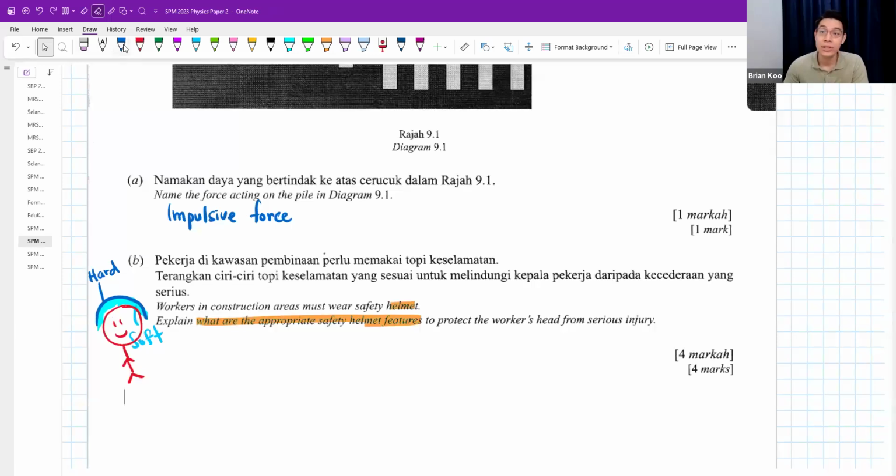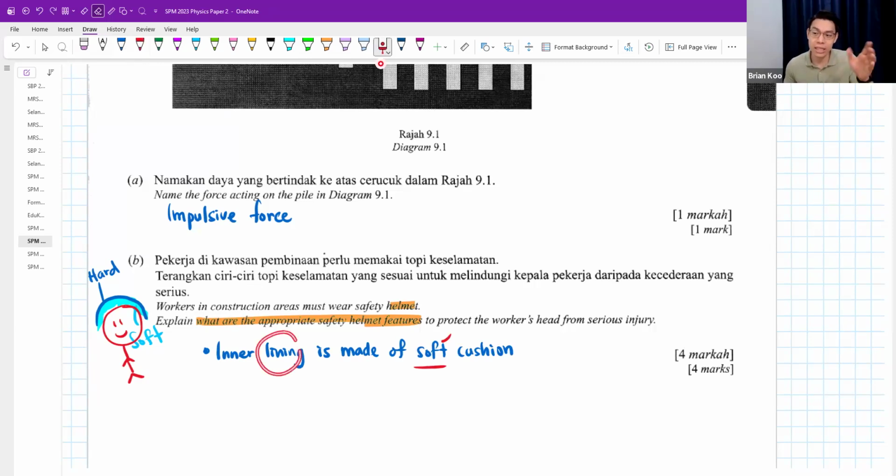So I'm going to say, first of all, the inner lining is made of soft cushion, maybe. Or you just say the inner lining is soft, already correct. You can say the inner layer of the helmet. Teacher, I don't know the word lining, or I forgot the word lining, that's fine. As long as I can understand what you are trying to explain, then it's okay. Don't need to use complex English. Keep it simple. If I can understand what you're trying to say, then okay.